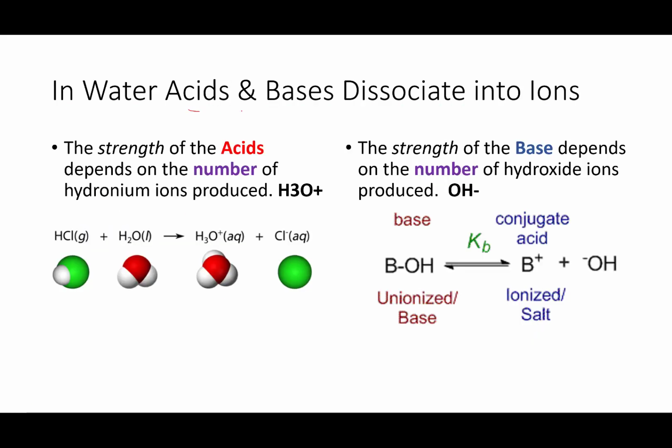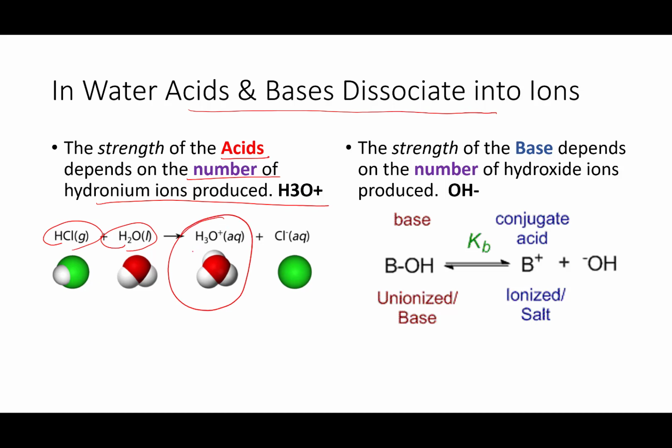In water, acids and bases dissociate, which means they break into ions. And the strength of an acid depends on the number of hydronium ions produced in solution. So you take an acid like hydrochloric acid and you put that in a water solution. It's going to make a certain number of hydroniums, H3O+ hydronium ions.